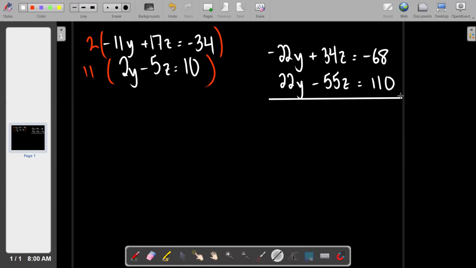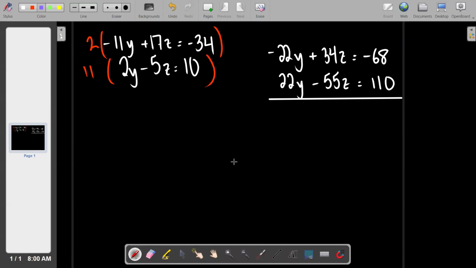Remember, that's always your destination, to make that system a fluffer puffer. So we're good. Now it's just time to solve it out. So when we add the top equation to the bottom equation, the y's cancel. How many z's do we get?